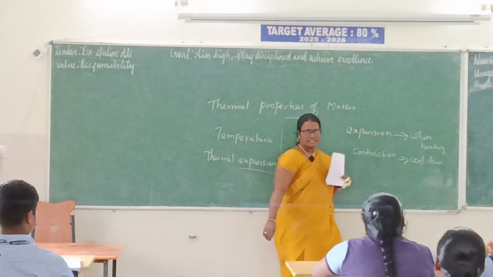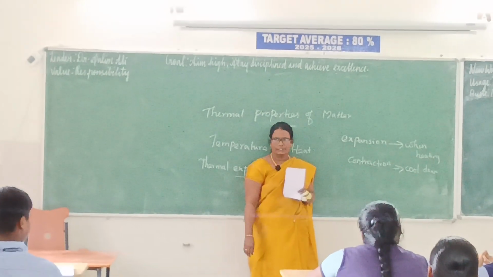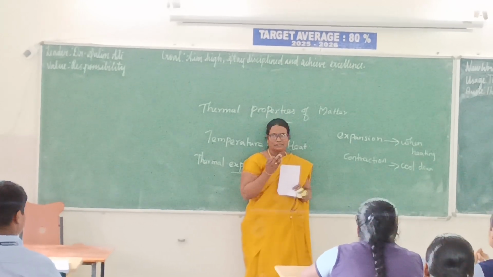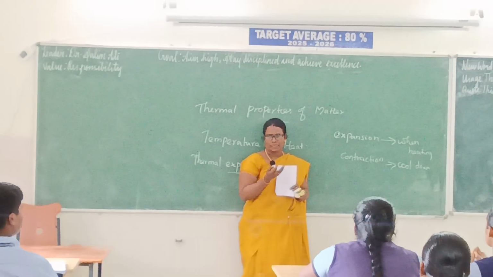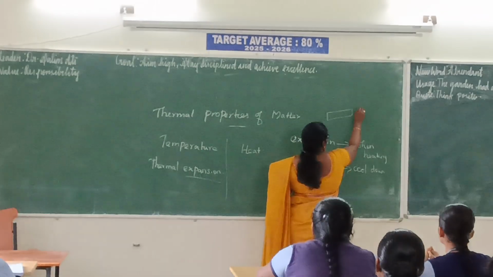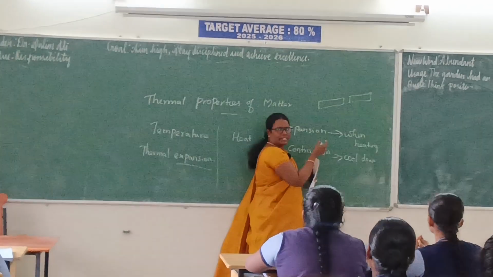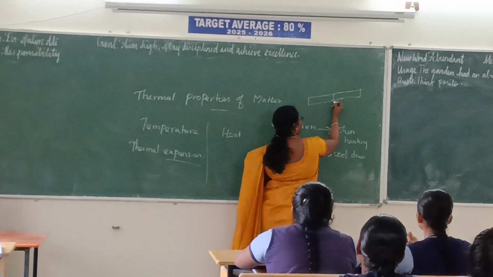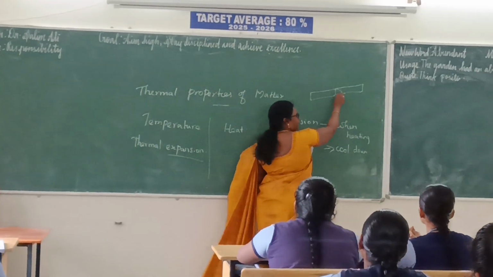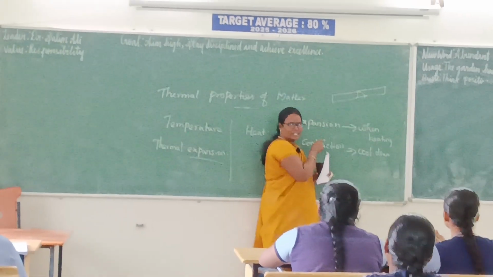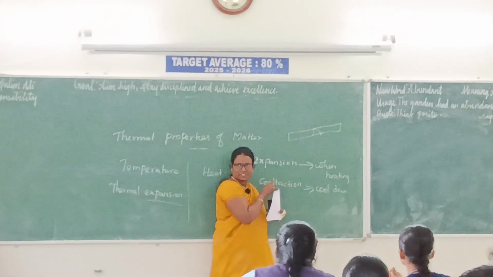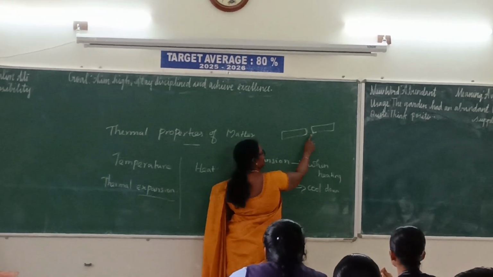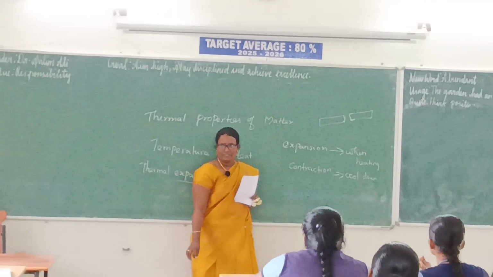Can you say any example for this? Rail tracks. The best example is railway tracks or bridges. There is a space between the tracks, isn't it? During summertime the track will expand. If the gap is not given, what will happen? It will expand, so it will bend, and it may cause damage or train accidents, isn't it? For that reason a gap is given between the railway tracks.